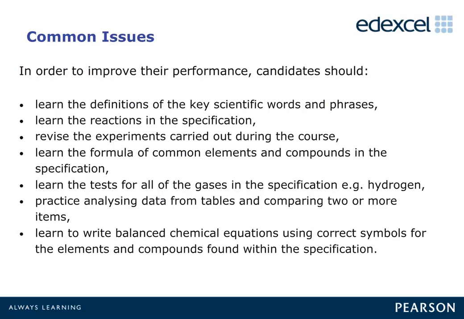In order to improve their performance, candidates should learn the definitions of the key scientific words and phrases, learn the reactions in the specification, revise the experiments carried out during the course, learn the formulae of common elements and compounds in the specification, learn the tests for all of the gases in the specification, for example hydrogen, and practice analysing data from tables and comparing 2 or more items. Learn to write balanced chemical equations using correct symbols for the elements and compounds found within the specification.